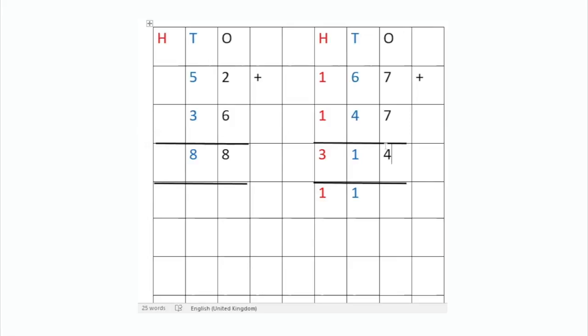Okay, but in terms of column addition, you don't need to know that. All you need to do is to add the numbers that you can see. Okay, everything else works for itself. Okay, so let's try one more question.